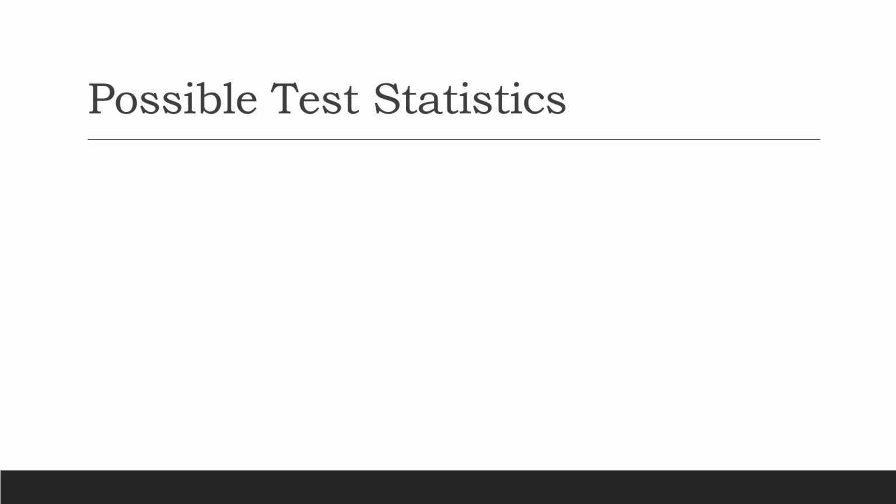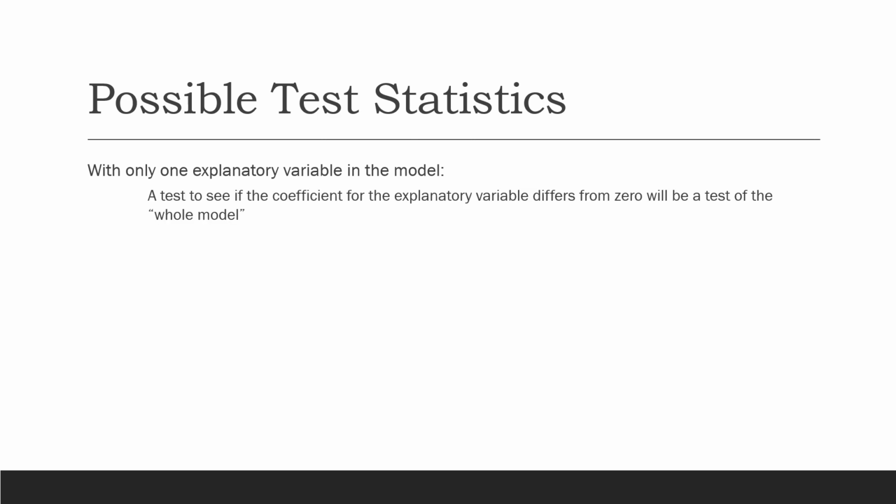So once our hypotheses have been formulated, we need to choose an appropriate test statistic that we can use to test them. Now, in the special case where we have a linear model with only one explanatory variable, then we could actually do a test to see if the coefficient, the slope corresponding to the explanatory variable, differs from 0, and that will in fact be a test of the whole model.